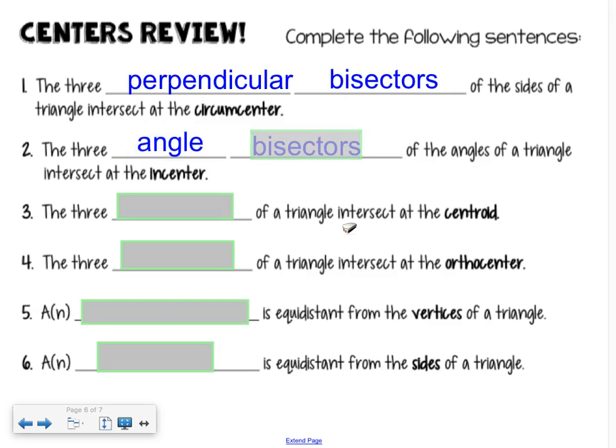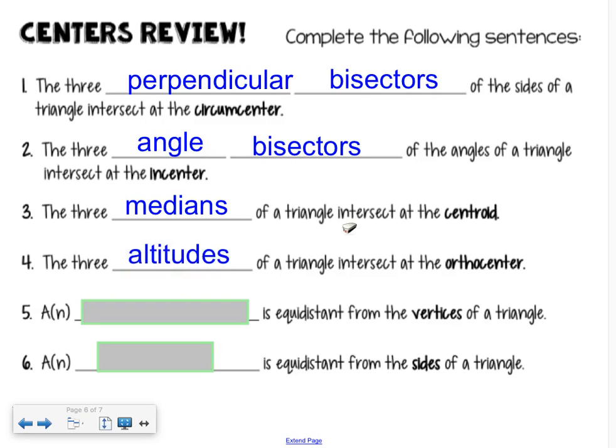The three blank of a triangle intersect at the centroid. Medians. The three blank of a triangle intersect at the orthocenter. Good job. A blank is equidistant from the vertices of a triangle. Center. Good job. A blank is equidistant from the sides of a triangle.